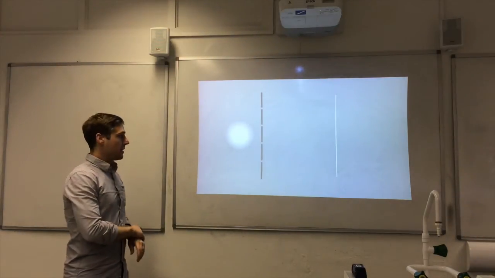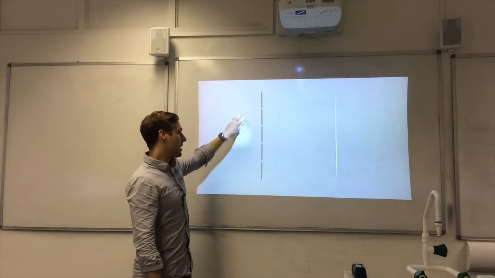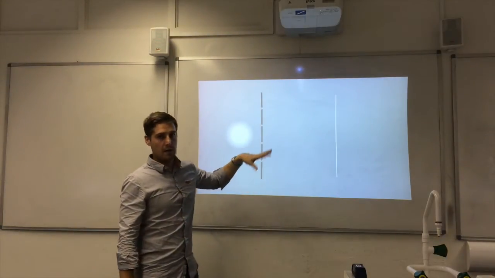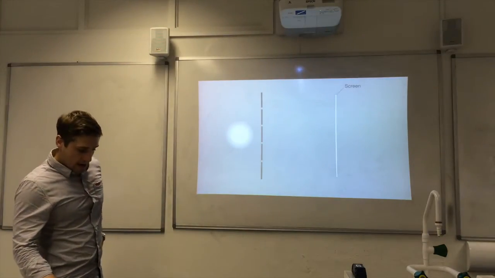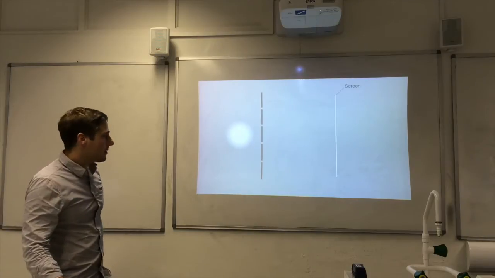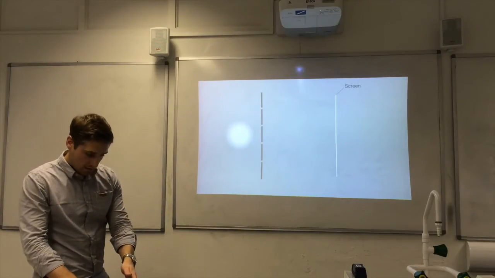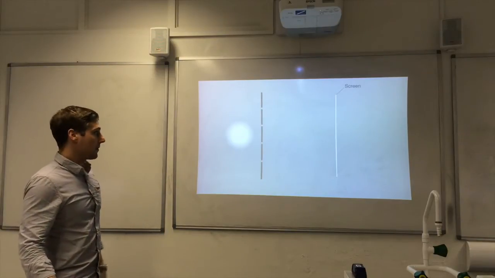Let's look at the top-down diagram here. There's our source of white light. Here are my multiple slits and the screen. This is the setup you would use to determine the wavelength of light. You would use monochromatic light though for this case.